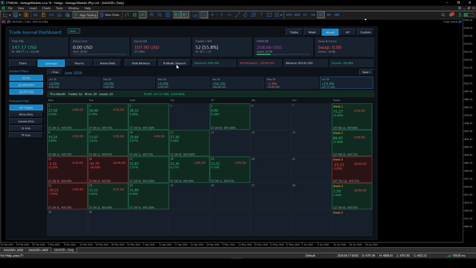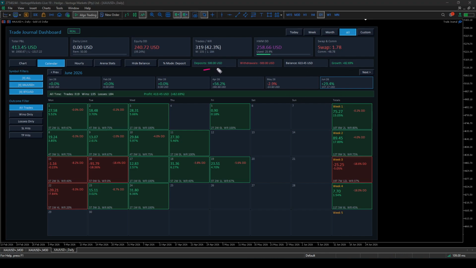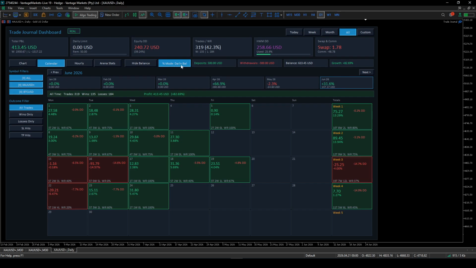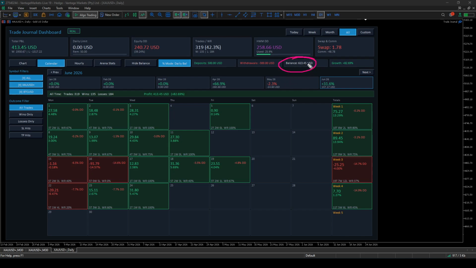And here by default it calculates daily gain from deposit balance. Like in here you can see my deposit is $500 and today I gained 6.36%, which comes to almost $32. But if I click on the daily balance, that means today's balance is $613. So that's the daily balance.